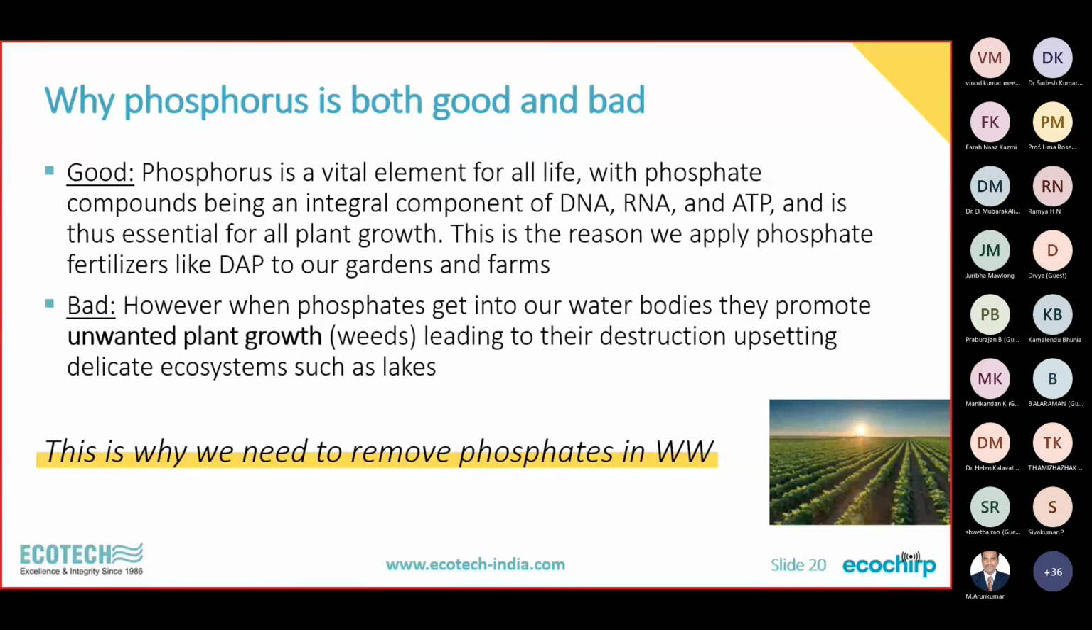Why phosphorus is both good and bad? Phosphorus is good. It's a vital element for all life, with phosphate compounds being an integral component of DNA, RNA, ATP, adenosine triphosphate, and is thus essential for all plant growth. This is the reason we apply phosphate fertilizers like DAP, diammonium phosphate, in gardens and farms. It is bad when phosphates get into our water bodies. They promote unwanted plant growth, weeds leading to their destruction, upsetting delicate ecosystems such as lakes. This is why we need to remove phosphate in wastewater before we let it into the streams.